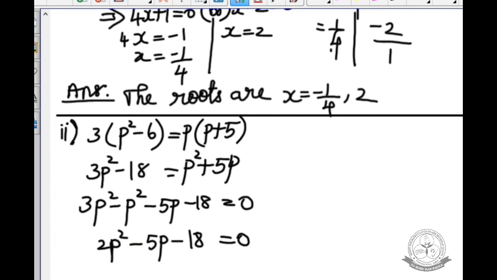Now it is a quadratic equation in the variable p. So we have to multiply. That is, the product will be 2 into minus 18, so that is minus 36. So multiply the last two terms: 2 into minus 18 is minus 36. The middle term is minus 5, so write it as minus 5.